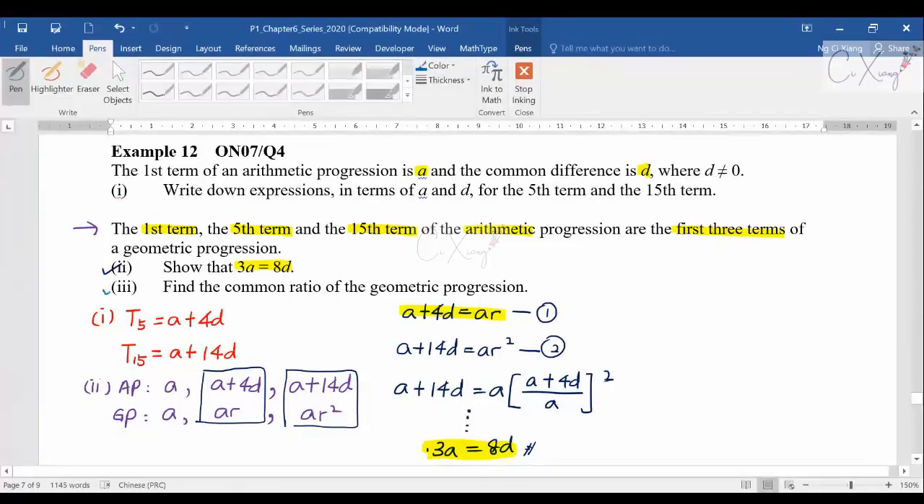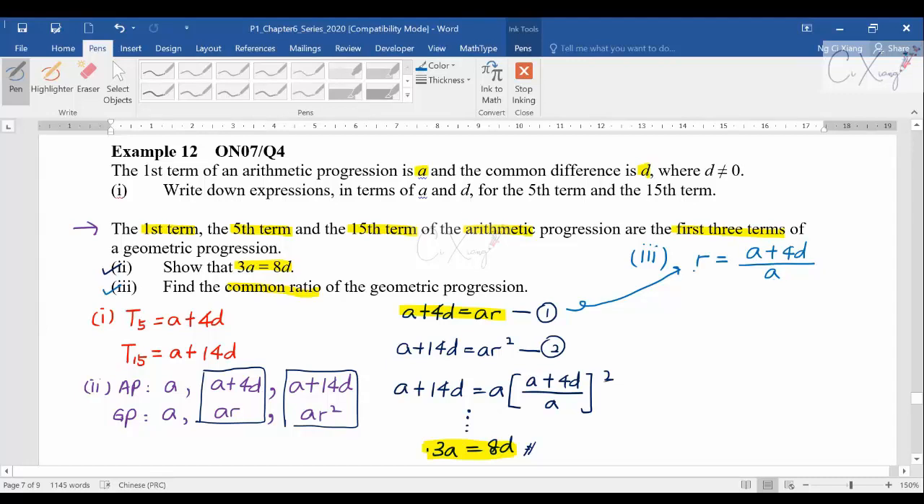Right, then the third part. For the third part, you're going to find the common ratio of the geometric progression. So how can you find the common ratio for a geometric progression? Again, now they want you to find out the R. So maybe to find the R, I can use the first equation here. Your R is equals to A plus 4D divided by A.